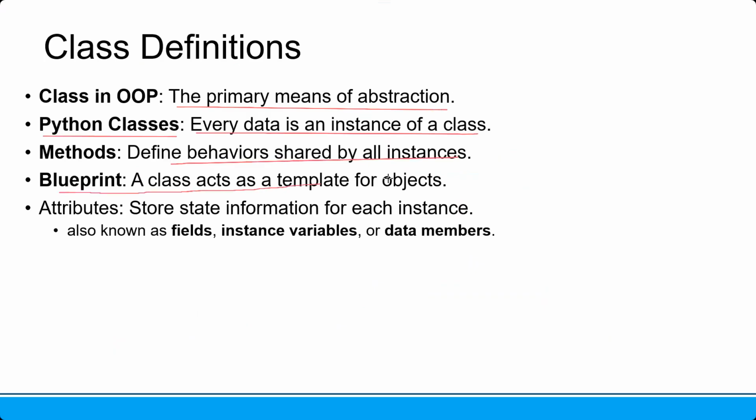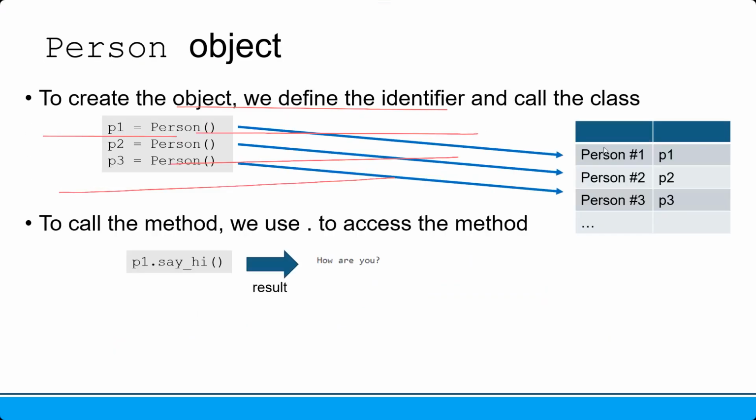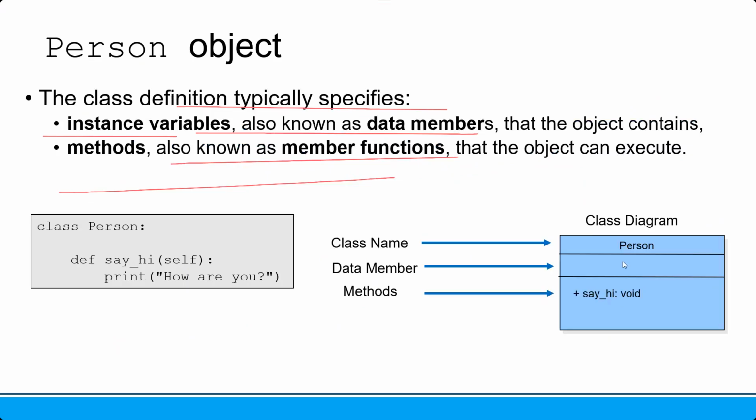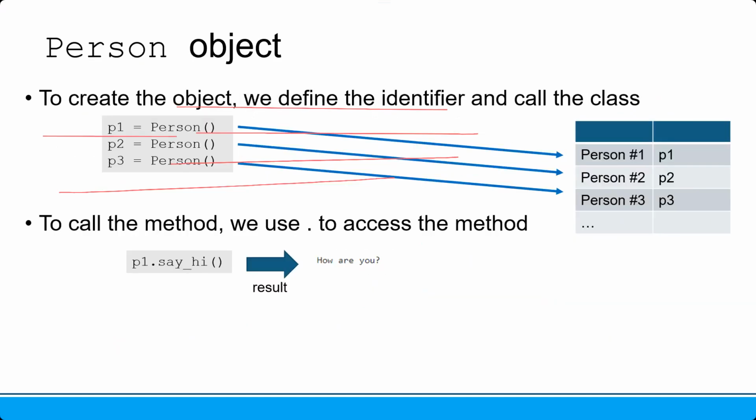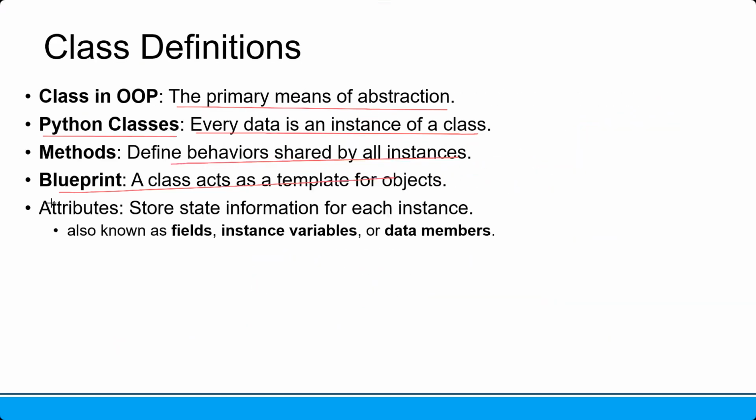And blueprint means class acts as a template for object. So we call this the class diagram. It is the blueprint. If we have this blueprint, then we can do other things. And attributes means we can save the state information for its instance. So later you will know what is the meaning of fields or instance variables or the data members.